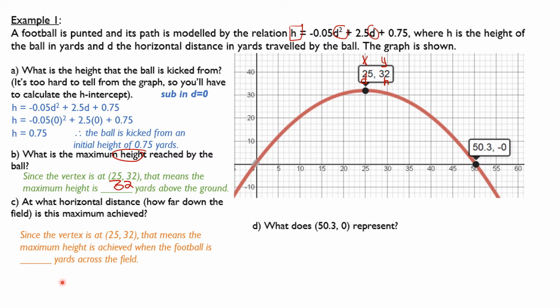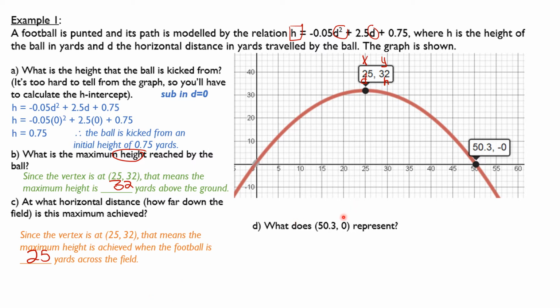So this time we're looking for the distance, the horizontal distance, that's the 25 number here. So we're going to put 25 on this space here. 25 yards across the field.